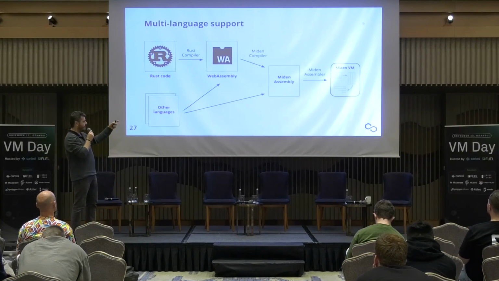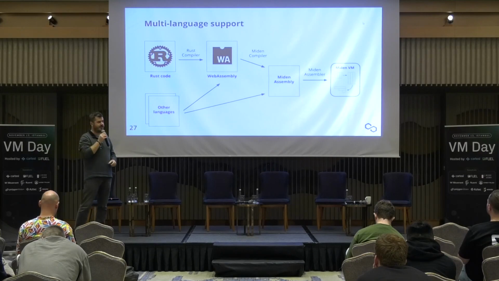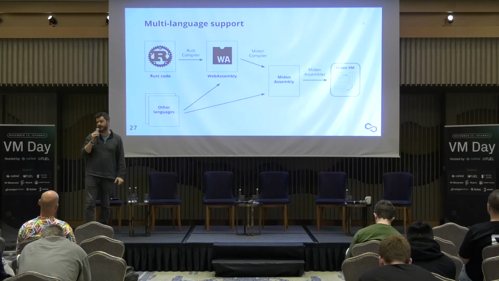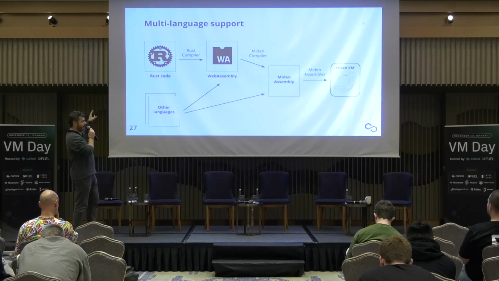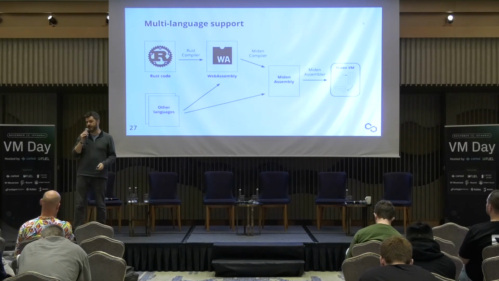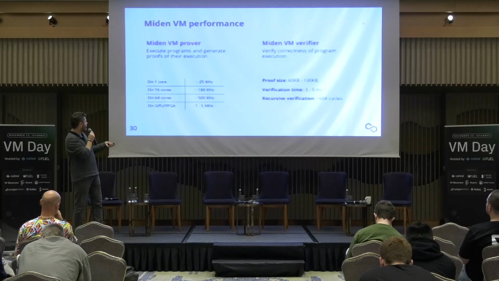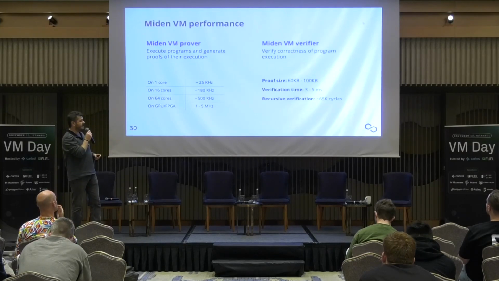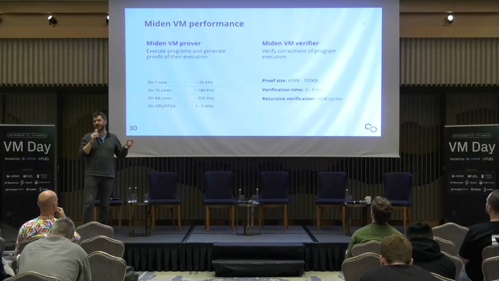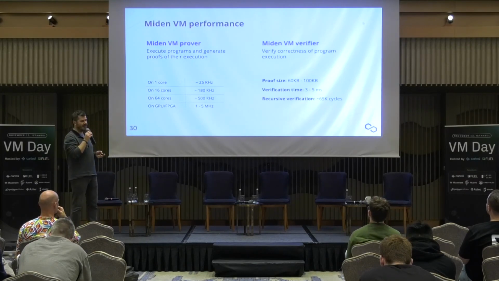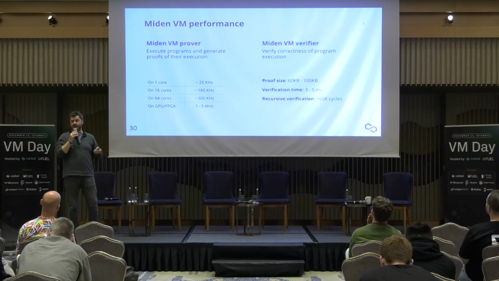If you can compile it directly to Maiden assembly, there's actually an intermediate representation that I didn't show that is Cranelift based. You can compile to that, and it also will be executed by Maiden VM. So we want to support many different languages on Maiden VM. I'll skip that one because I think I'm out of time. But this is performance, and you can see that it doesn't run that fast, but it is good enough to generate most transactions, and then we're working on optimizing this.